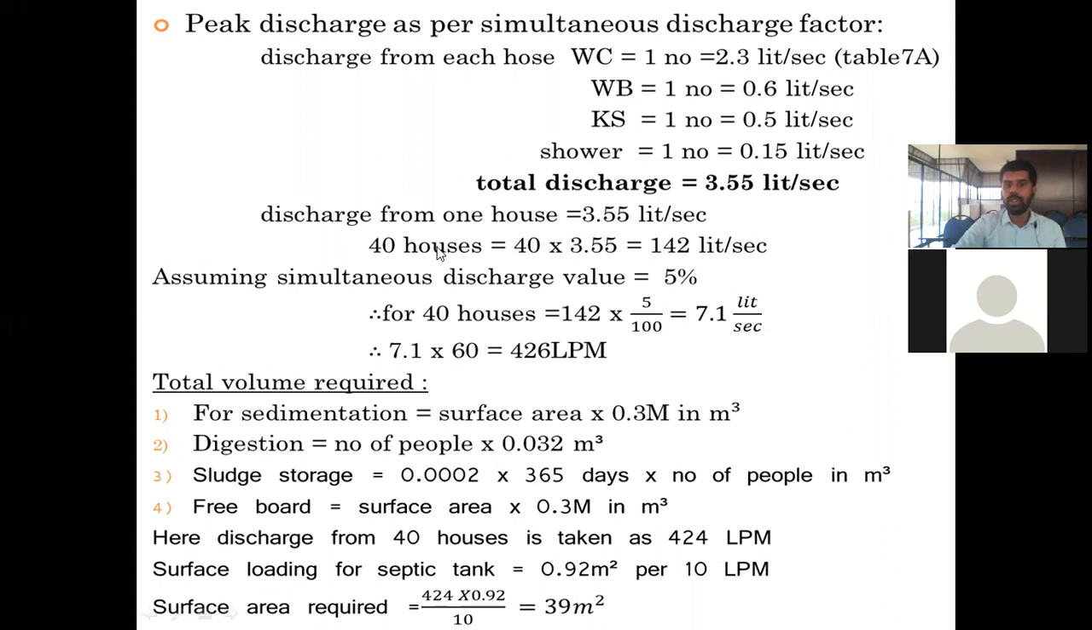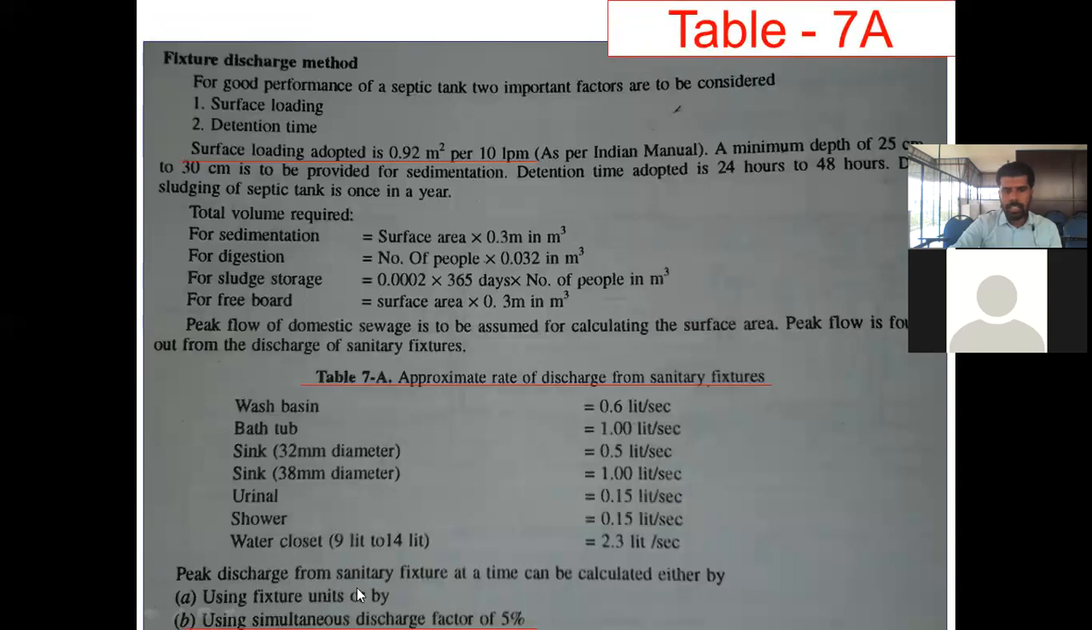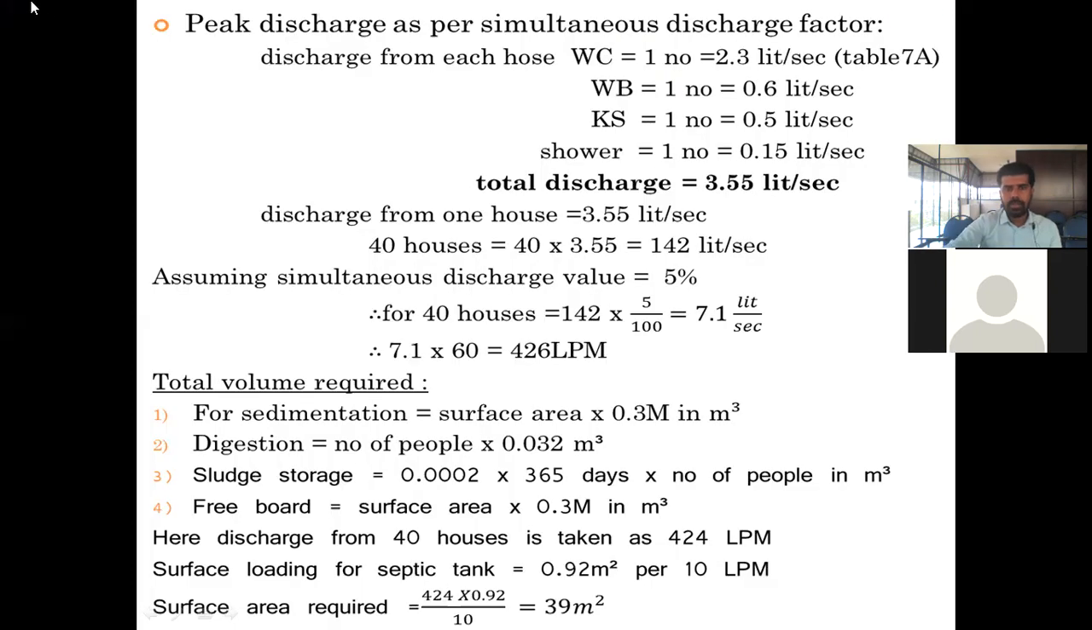So 40 houses, how much will be there? We know we have 40 houses. Multiply 3.55 with 40, you'll be getting 142 liter per second. This is by discharge unit method. So assuming simultaneous discharge value 5%. You can see here, peak discharge from sanitary fixtures at a time can be calculated either by using fixture units or by using simultaneous discharge factor of 5%. So we are taking this step B. Assuming the simultaneous discharge value 5% for 40 houses, it is 142.